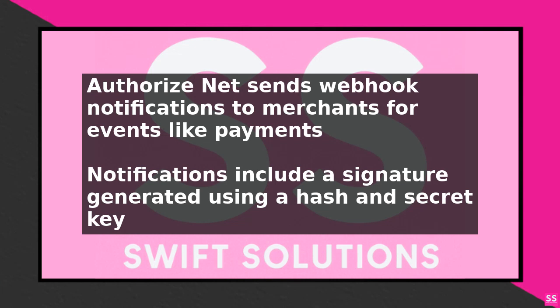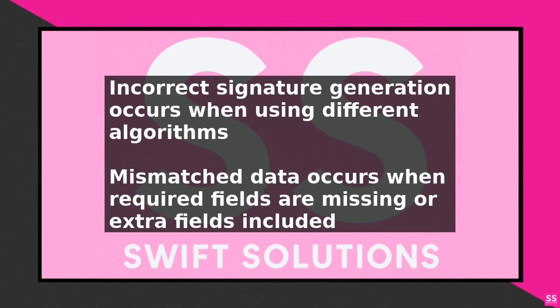First, let's understand how Authorize Net webhook validation works. When an event occurs, Authorize Net sends a webhook notification to the merchant's server. The notification includes a signature that is generated using a hash of the notification data and a secret key. To validate the webhook, the merchant's server must generate a signature using the same data and secret key and compare it with the signature provided in the notification.